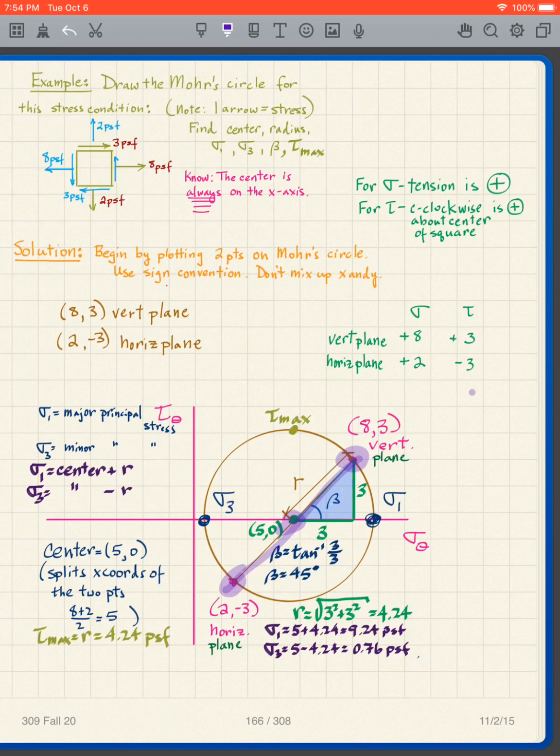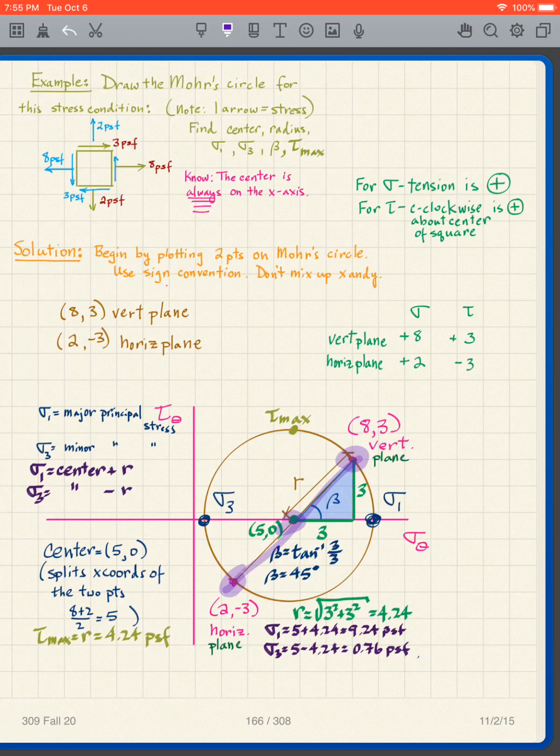So my x-coordinate here is 8. My x-coordinate there is 2. Well, I take the average of those to get the center. 8 plus 2 over 2, which is 5. Okay, so I get the location of my center simply by finding the average of the 2 x-coordinates. And there it is, 5, 0.